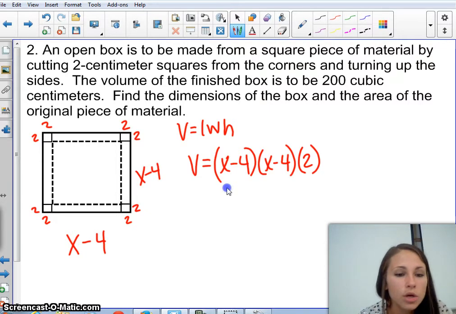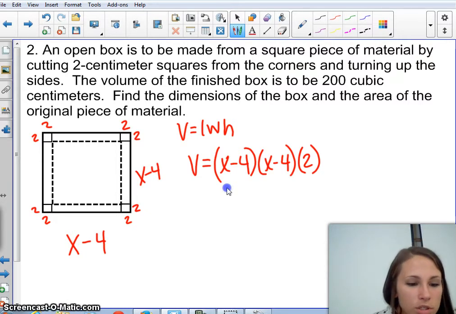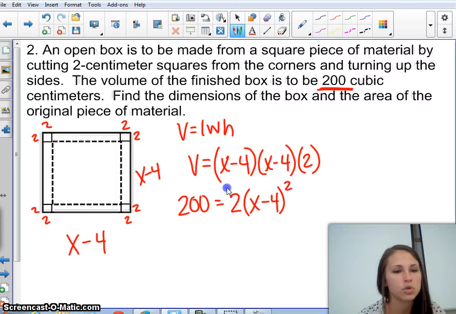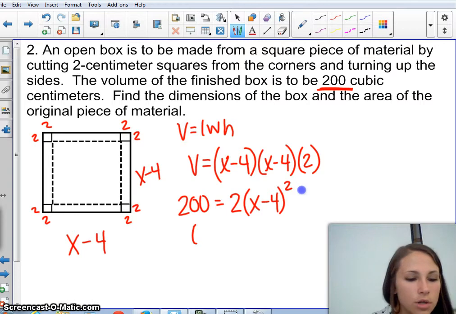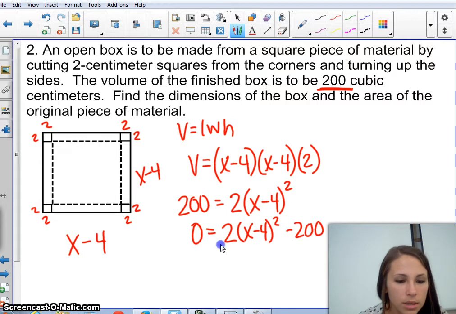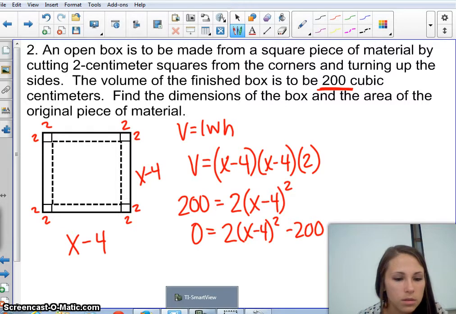Alright, then to make it look a little simpler, I'll also go ahead and plug in 200 for the volume. So 200 is going to equal 2 times x minus 4, we've got 2 of those, so I'm going to square it. Now, if I want to find the dimensions of the box, I'm going to take this 200 and subtract it over. So 0 is going to equal 2 times x minus 4 squared minus 200. And this is one where it's a lot easier to just leave this unmultiplied out, because it's going to end up giving us the same answer.